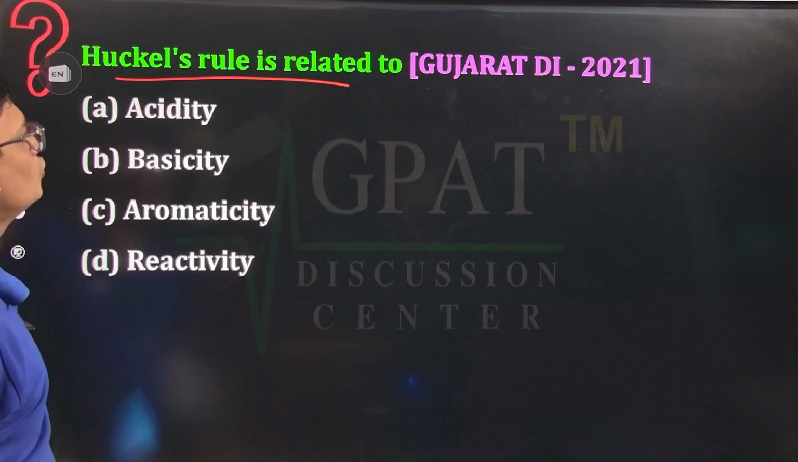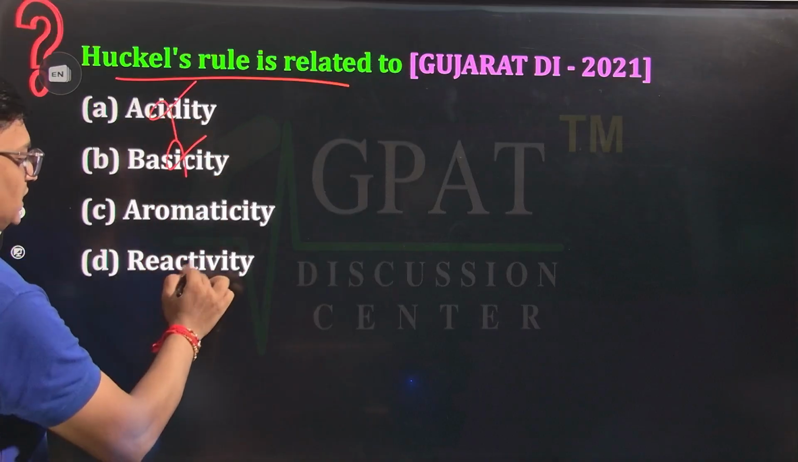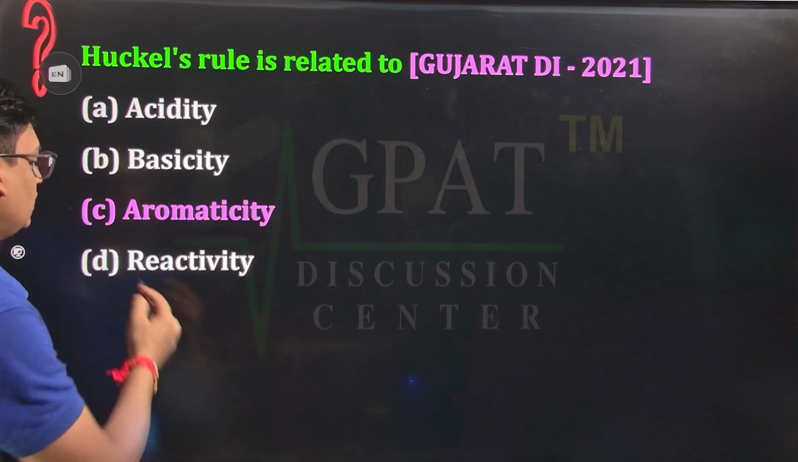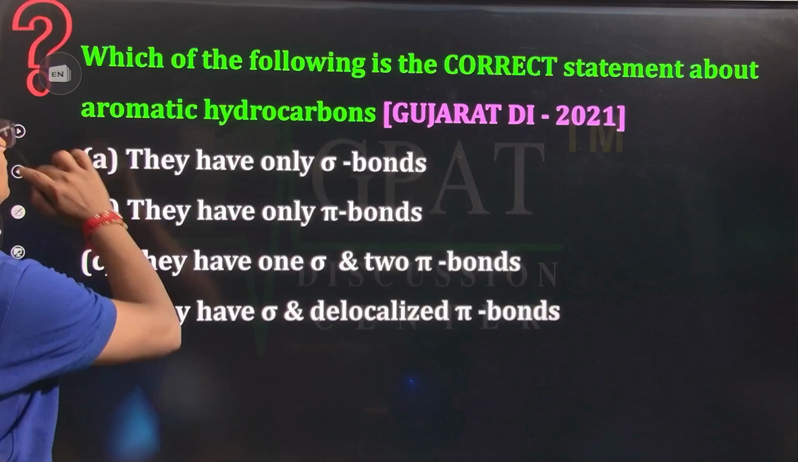Is Hückel's rule related to acidity, basicity, reactivity? No, this is about aromaticity. Whether the compound is aromatic or not, we basically decide by Hückel's rule.